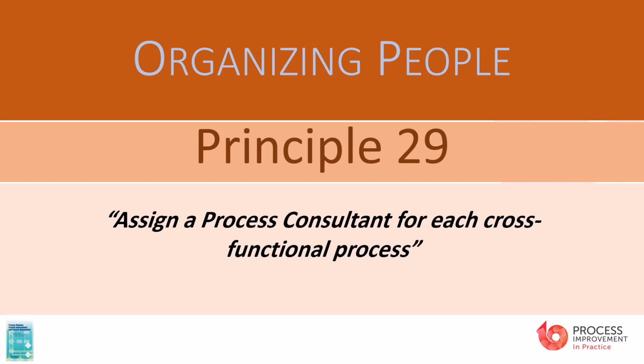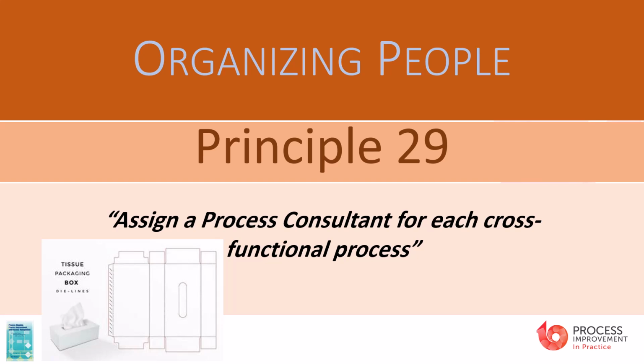Breaking ownership of a process into departments, where each department owns its part of the process, causes sub-optimization of the entire process. You need to prevent this sub-optimization by assigning someone who has the responsibility to oversee and control the entire process. For example, a tissue card box design involves multiple functions, such as marketing, quality control, and production.